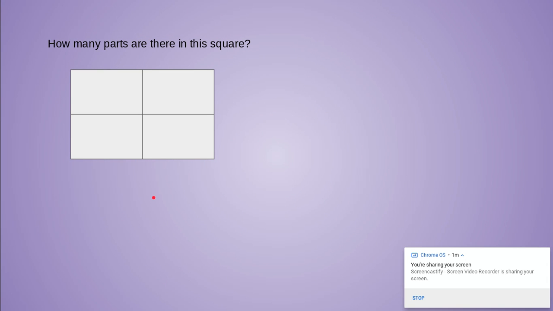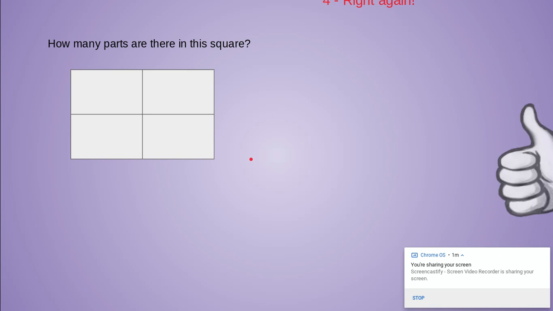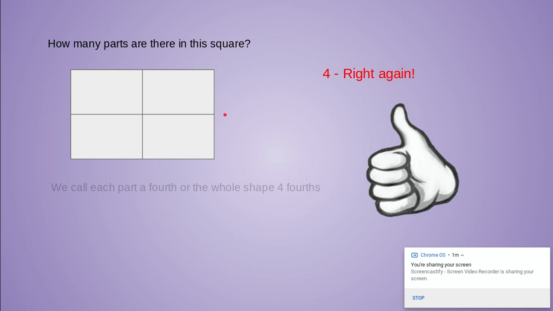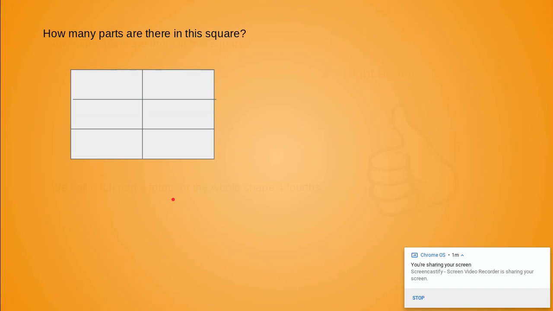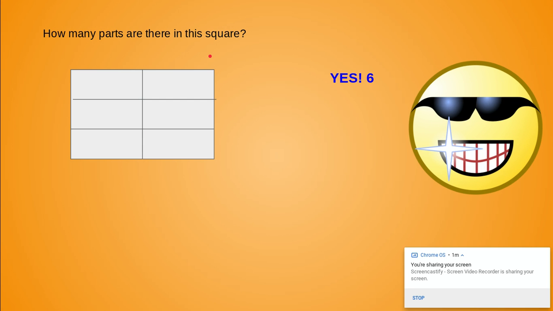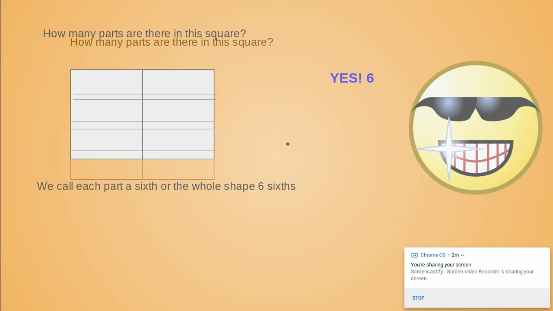How many parts are there in this square? 4. Correct. 4. Just counting the parts. And we happen to call each part a fourth, or the whole shape 4/4. How many parts are here? Well, counting them out, you'll end up seeing 6. And we call those, each part is called a sixth, or the whole shape has 6/6 in it.